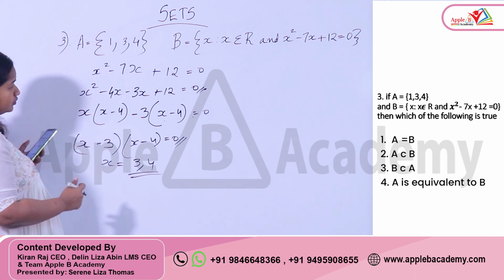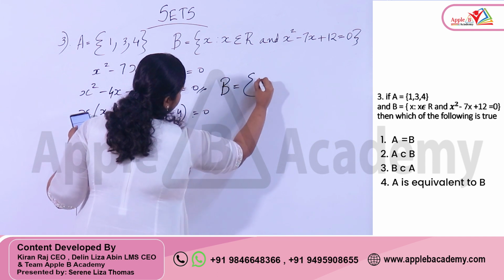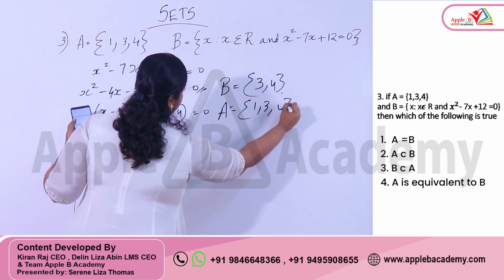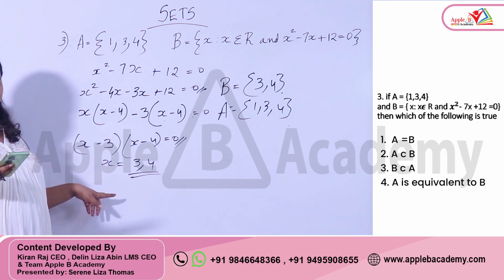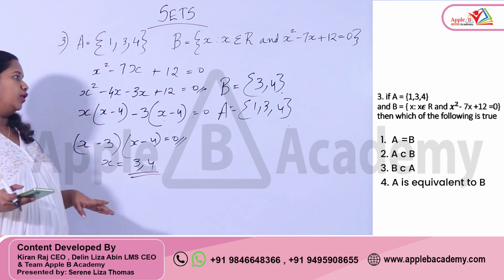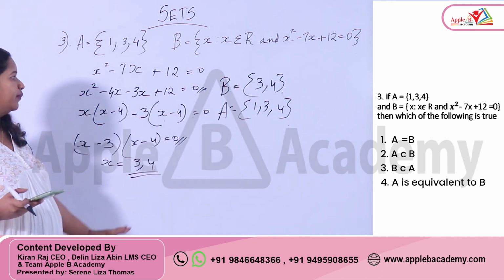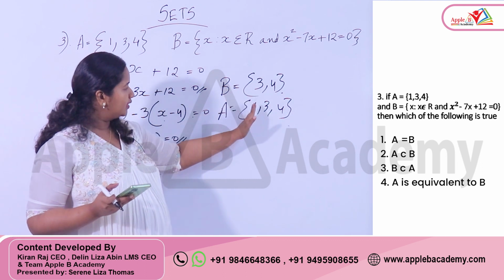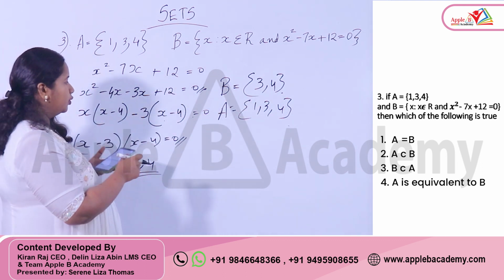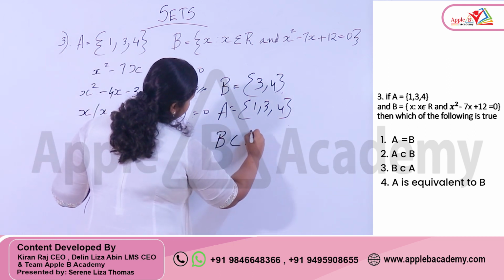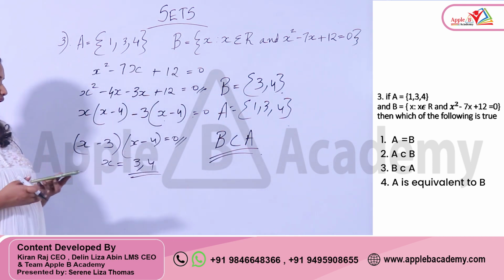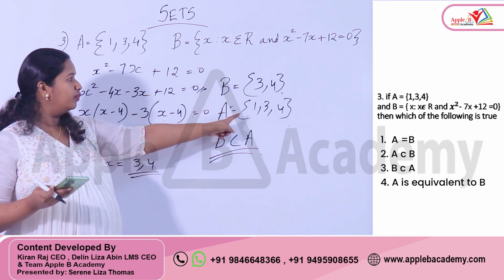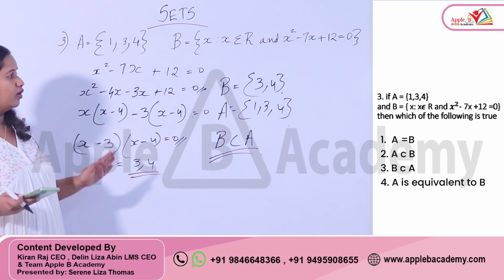So which means that B is a set which contains 3 comma 4 and A is 1, 3 and 4. Okay. B contains 3 and 4 and A contains 1, 3 and 4. So from here it's understood that B is a subset of A because A contains all the elements of B plus an extra element which is 1. Okay. So we write B is a subset of A. Clear? A contains all the elements which are present in B and also 1. Okay. So this is how we solve this.